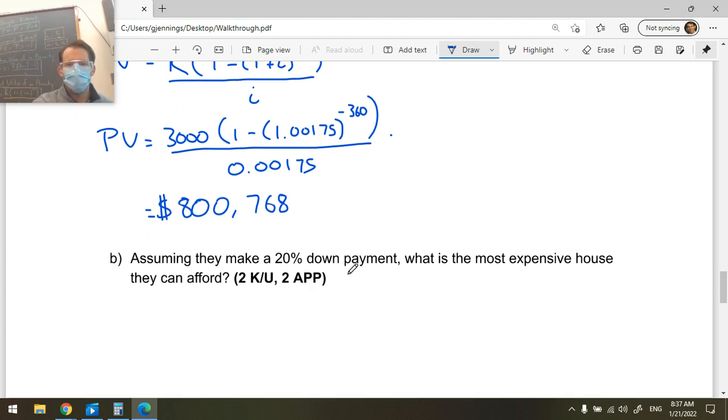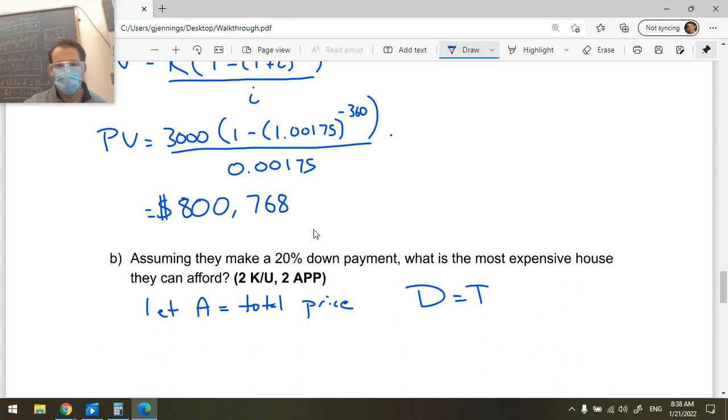So if they're making a 20% down payment, what's the most expensive house they can afford? All right, let's find out. How would I do that? I don't know what the most expensive house they can afford is, but I know that they're paying 20% down, so I know this is 80% of their house. And the down payment is 20%. Let's let A equal total price. Let's let D equal down payment. Both are unknowns right now.